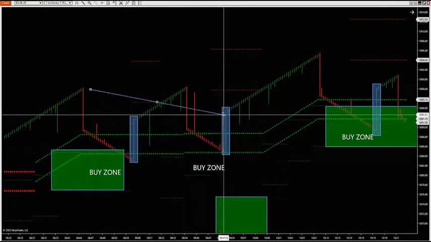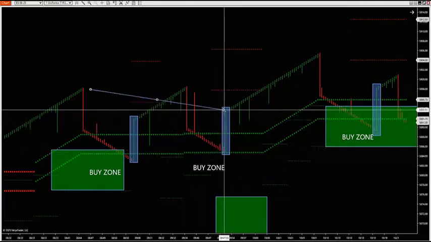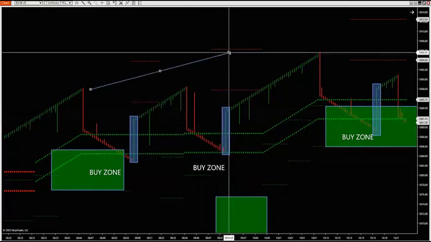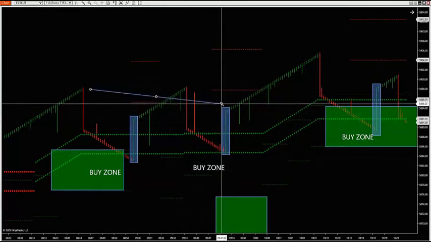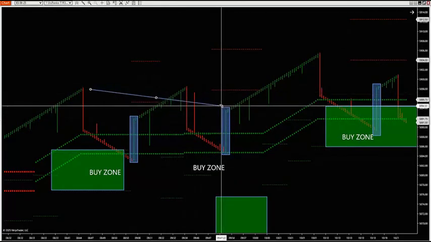We get the V bottom. There's your entry right there. 93.5, got as high as 05. A 12 S&P point potential run in a matter of 6 minutes.